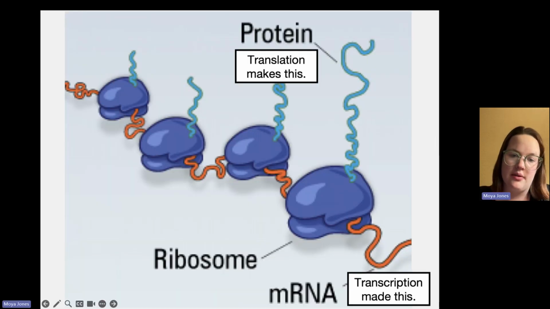So here we see our ribosomes with the mRNA going through them. That mRNA is made by transcription, and we see the amino acid strand or the protein coming out, and that is made by translation. So transcription makes mRNA, translation makes the protein.